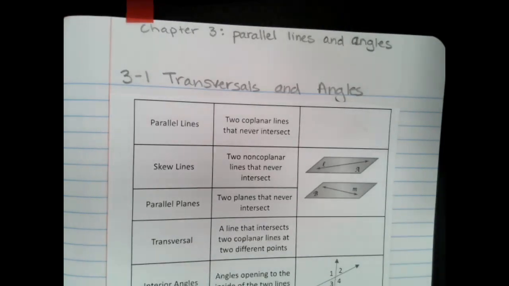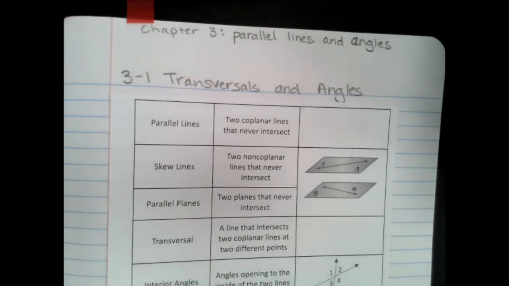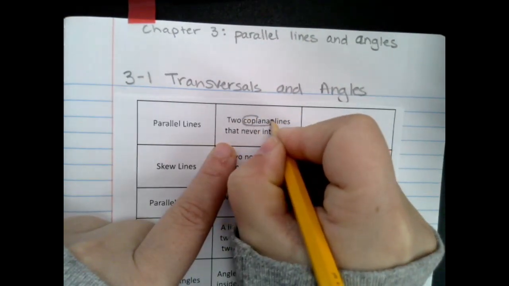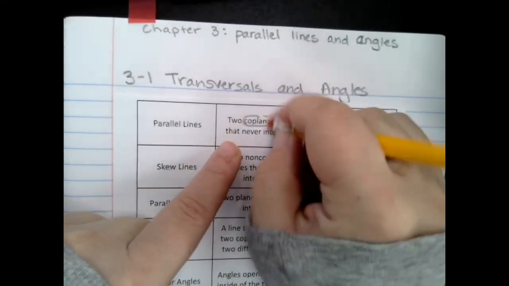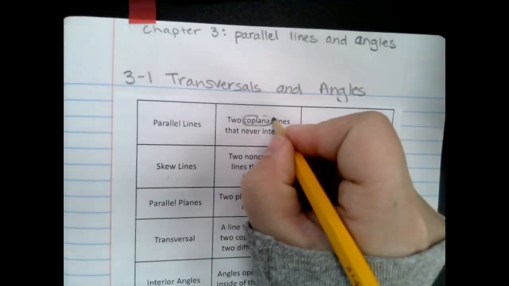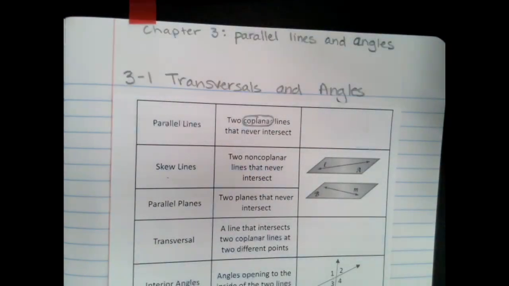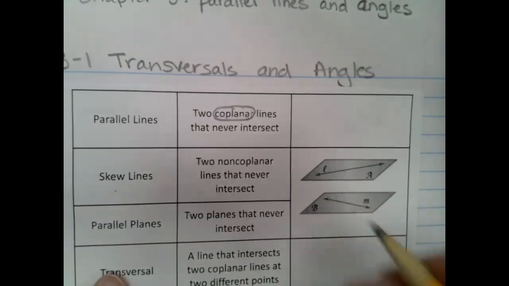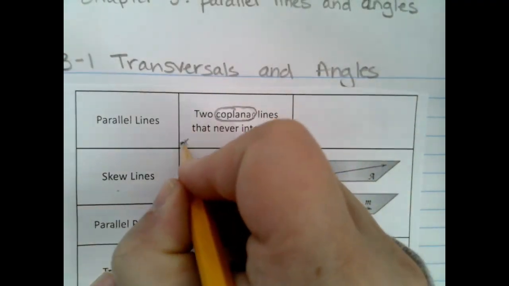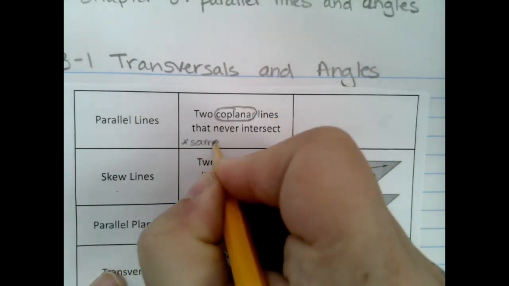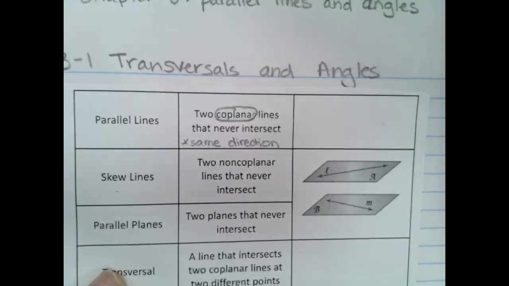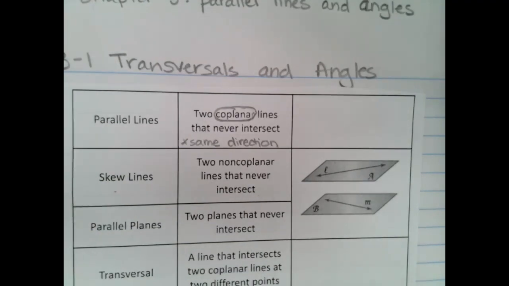All right, so parallel lines are two coplanar lines. That's really important, that they're together on the same plane. So I'm going to circle that, two coplanar lines that never intersect. Okay? So another way we might say that is that they are going in the same direction.